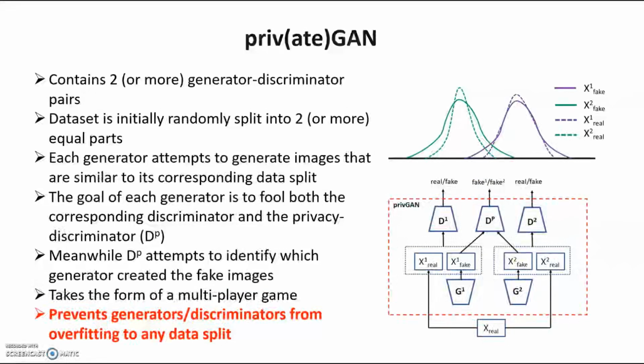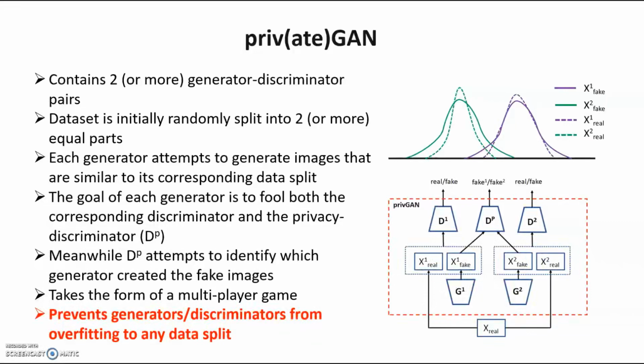This brings us to our solution, privGAN. privGAN is much like a regular GAN. It contains generator and discriminator modules, but instead of one generator and one discriminator module, it contains multiple generators and discriminators. So the way it works is the dataset is initially randomly split into two or more non-overlapping parts. Each part of the dataset gets a generator and a discriminator.